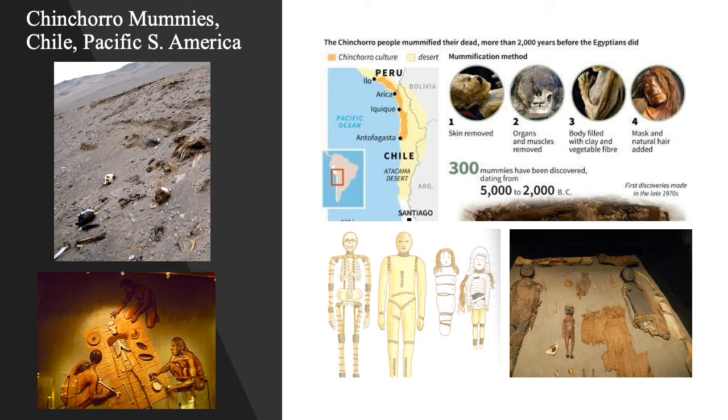And the Chinchorro people were people of the ocean. They were fishermen along the coast of ancient South America. And so these ancestors, preserved in this way, would be looking over the activities of their descendants.